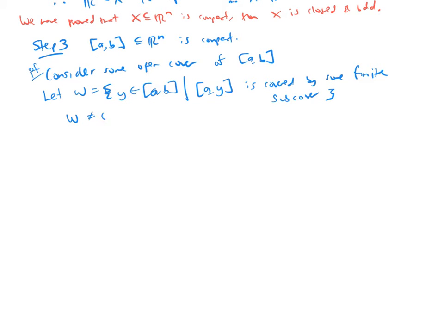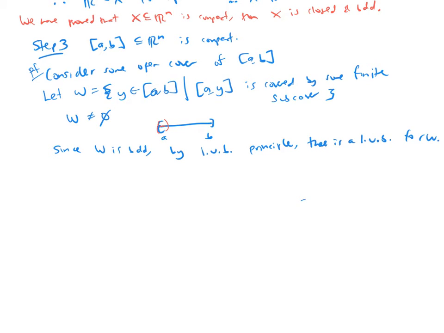W is non-empty because the point A itself has to be contained in some open set, so there's certainly some y's that are also contained in that open set. Since W is non-empty and bounded, by the least upper bound principle, there is a least upper bound for W. I'll call it Z. I'm going to claim that Z is actually equal to B.